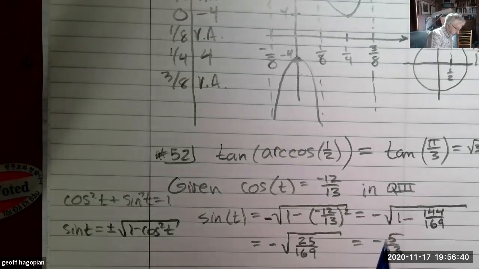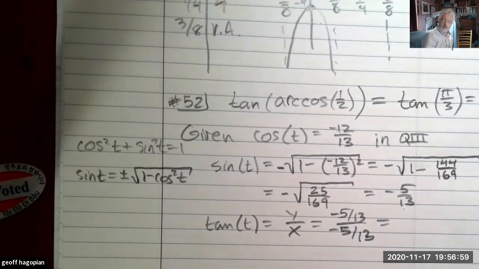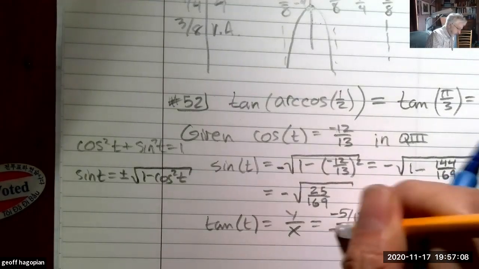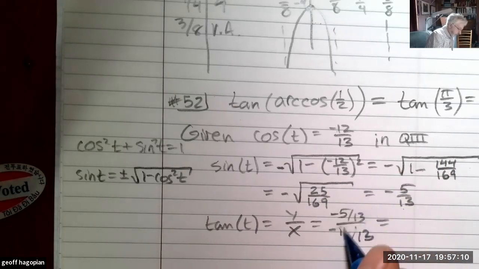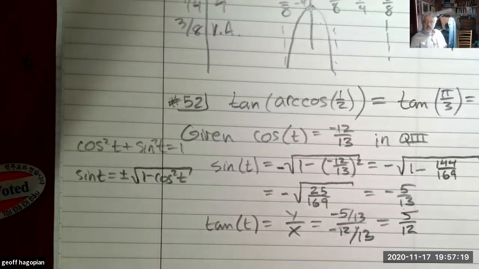So we're over in the third quadrant where this is x and this is y. Tangent of t is the ratio of y to x, right? That's going to be -5/13 divided by -12/13, right? The 13s cancel. Sorry, x is 12, that was given, right? Okay, so that reduces to +5/12. And yeah, in the third quadrant, tangent is positive, right?